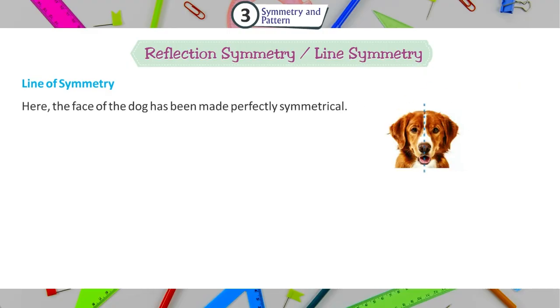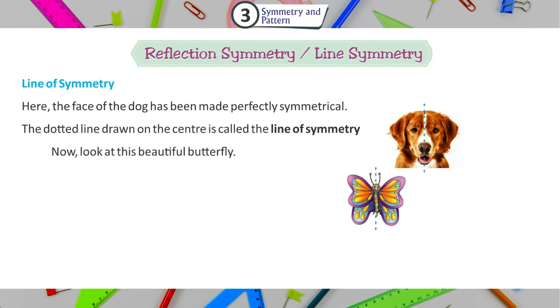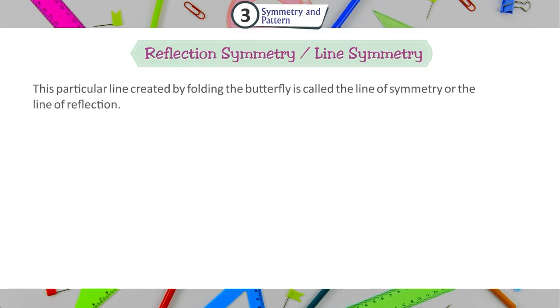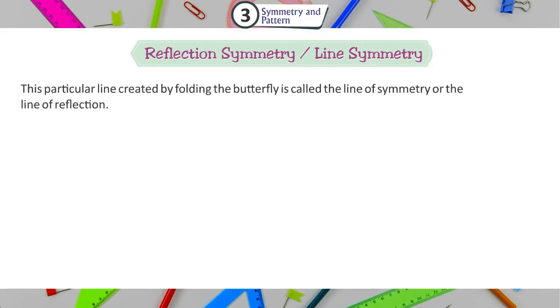Here the face of the dog has been made perfectly symmetrical. The dotted line drawn on the center is called the line of symmetry. Now look at this beautiful butterfly. It is folded in two halves. See that its two halves match exactly. This particular line created by folding the butterfly is called the line of symmetry or the line of reflection.